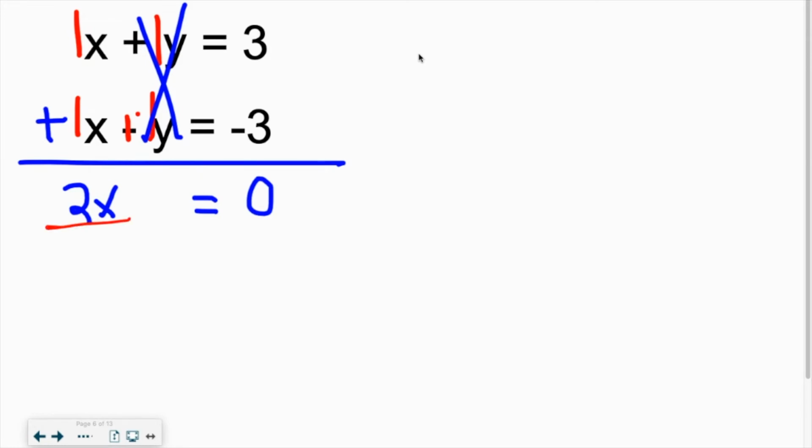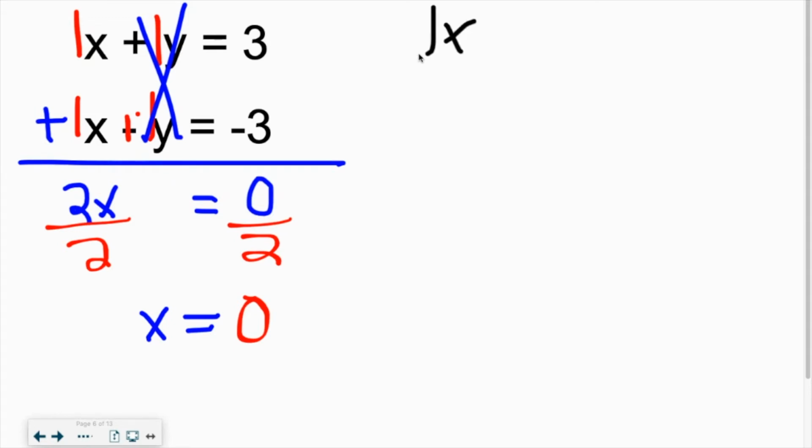Solve the equation. Divide by 2. Divide by 2. X equals 0. This can happen. 0 can be your value for your x or for y. Once you've got that, now plug it on in.